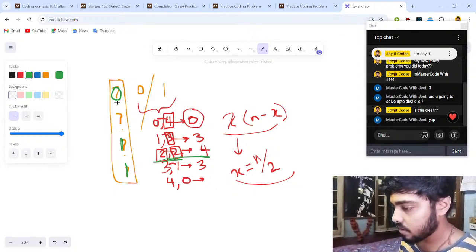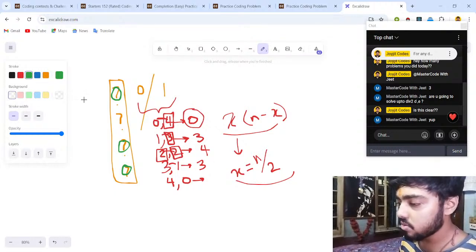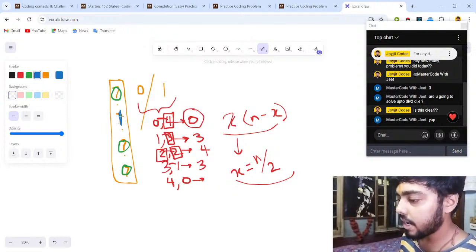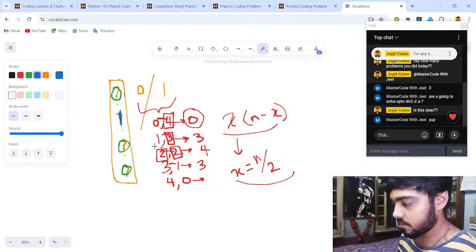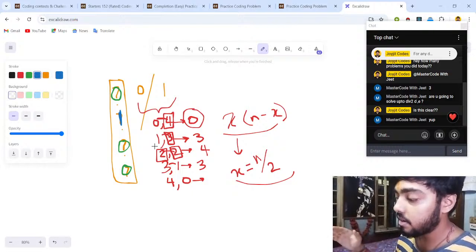But what if this was also 0 and this was also 0? In that case, you can't make it n by 2 because the number of zeros is already greater than n by 2, that is greater than 2. So you are left with only 1, so you have to place the 1 over here only. Basically your aim is to divide the zeros and ones equally. Now for every specific position, you have to divide the zeros and ones evenly.